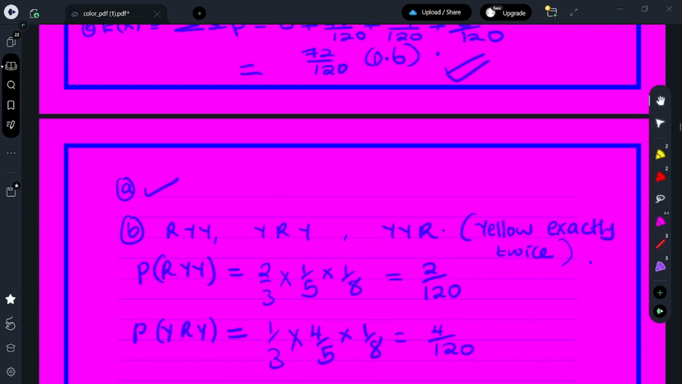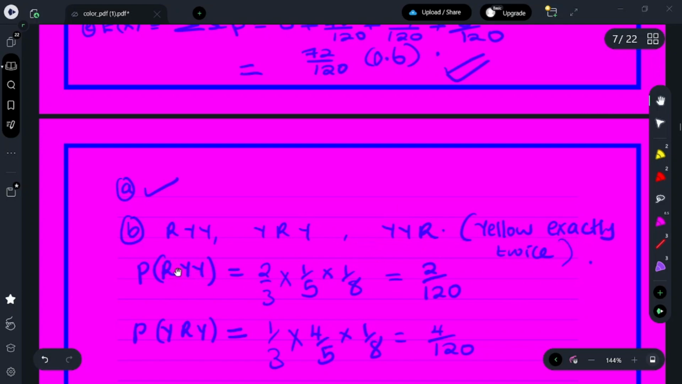It's exactly two yellow balls. It can either be the first picking was a red ball followed by a yellow and another yellow, or the first one is a yellow followed by a red, then the next one is a yellow, or the first one is a yellow, the next one is a yellow, and the last one is a red. That is yellow exactly twice.